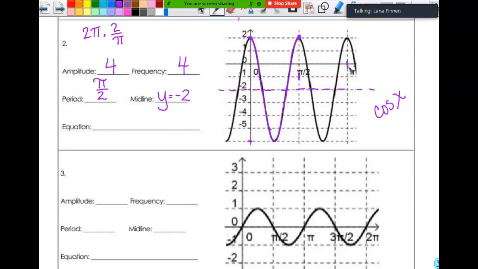So then to write our equation, y equals amplitude, which is 4. This is a cosine function. B is 4 times x minus 2.